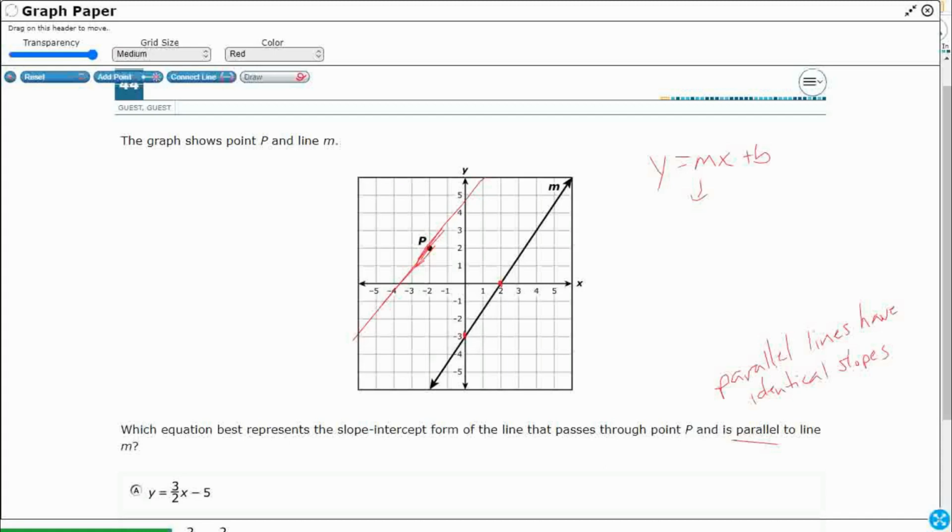So you've got this point right here, (2, 0). You've got this point right here, (0, -3). Okay, so remember our slope is change in y over change in x. Let's label these as x1 and y1, and then x2 and y2 to find the slope of this line right here. So that's going to be y2, which is -3, minus 0, over 0 minus 2.